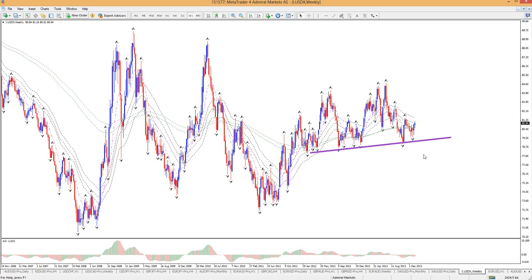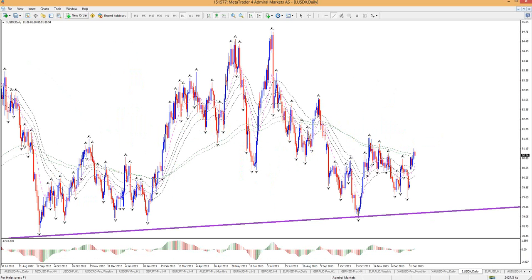We got this support right in here as well, by the way. So maybe this is a bounce, hook back and continue. The only thing is that from a daily perspective, price is at that long-term moving average. So as I said, that's why I had this level here. I would like to see a break above there, because then it's more of a confirmation.